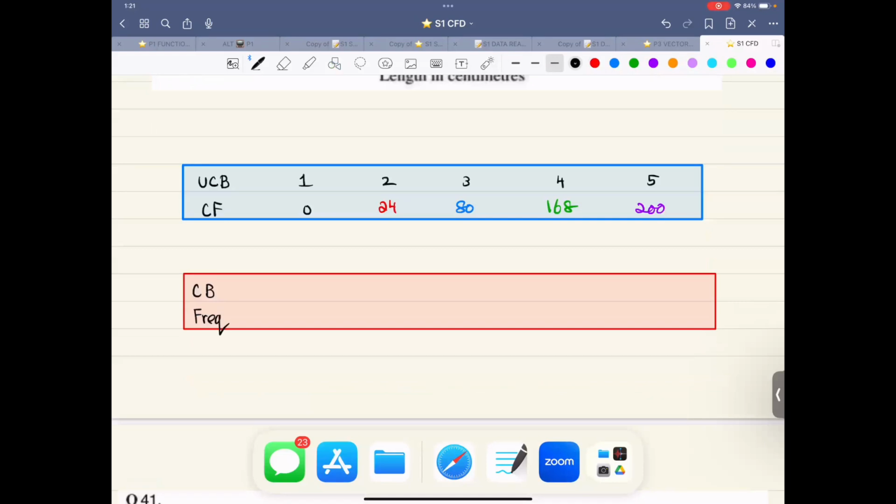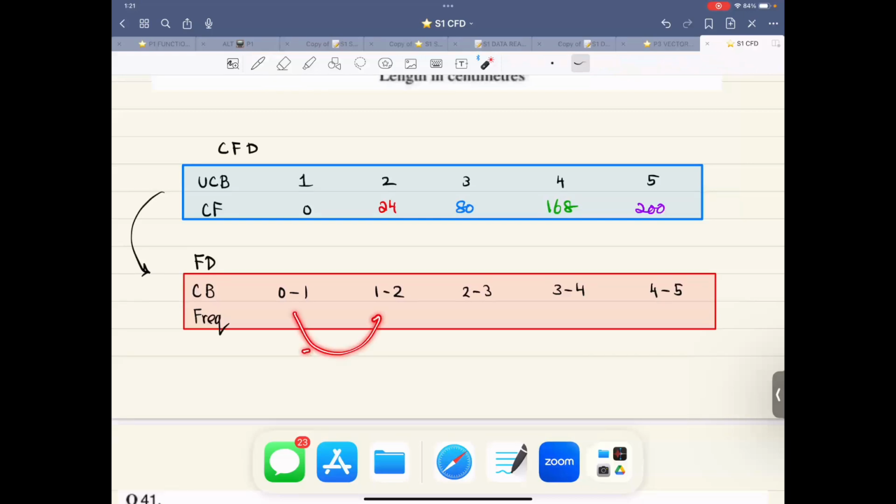So now we have between 0 and 1. We have between 1 and 2, 2 and 3, 3 and 4, 4 and 5. And over here, since we are converting from cumulative frequency distribution to frequency distribution, we have to do some subtraction. So basically, whatever the values were, these two were adding up to 24. And then these two were adding up to 80. So now we have to do subtraction in this order.